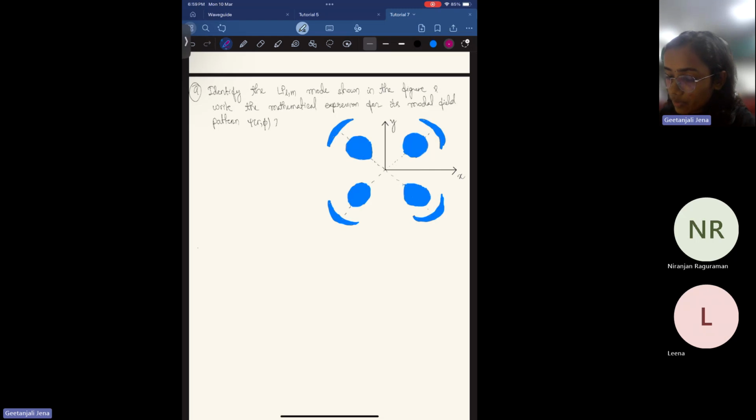So let us move to our next problem. There is a transverse field profile that is given to you, and it asks you to identify the LPLM modes shown in the figure and write the mathematical expression for its modal field pattern. So can you tell me the LPLM mode? Which LPLM mode does this correspond to? We have solved this kind of problem in the previous question. Just recall once.